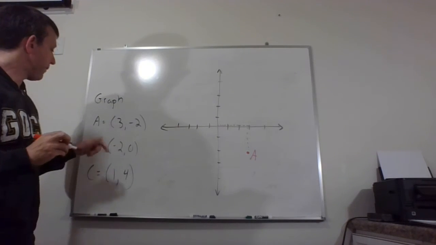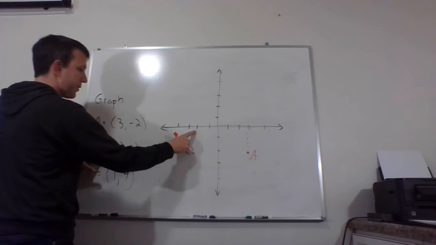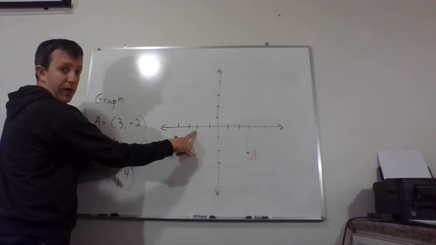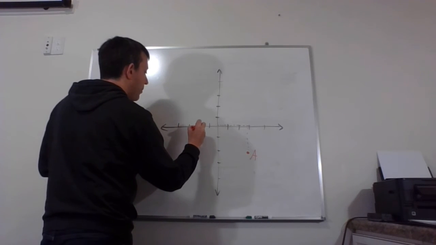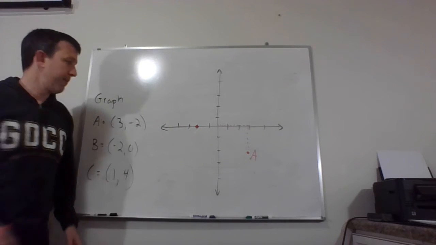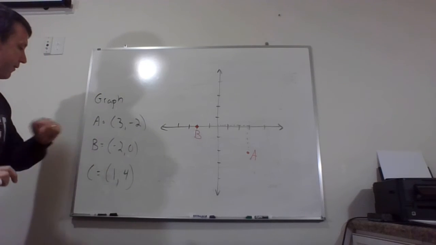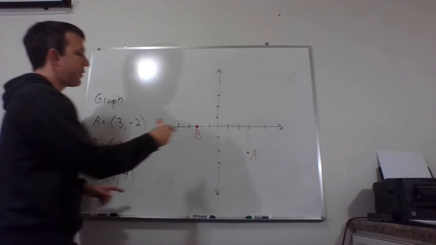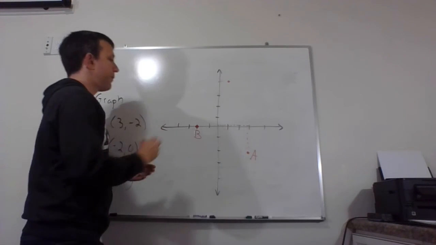Now I can do the same thing for B. B has a -2 for x, so I'm going to go left 2 units. But notice that its y value is 0. Because the y value is 0, that means I don't go up or down. I just stay put right there on the x-axis this time, and that's point B. Finally, I have point C, (1, 4). So I go right 1, I go up 4, and we get point C.